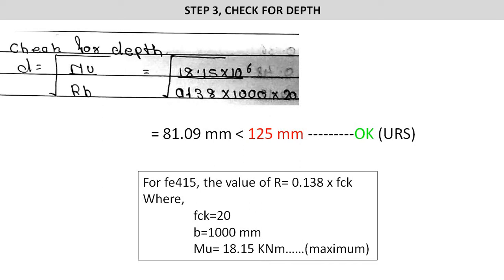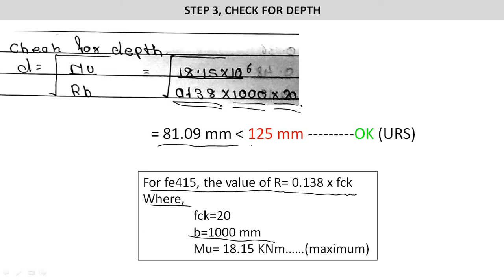So the value of R will be, as shown here, for Fe415 the value of R is equal to 0.138 into fck. So 0.138 into fck, which is 20, and b is 1000 mm, so we have to multiply with 1000 mm. So we'll have the depth as 81.09 mm, which is less than the depth which we calculated in step number 1, which is 125 mm, which means it is okay. So there is no requirement to change the depth, and it is an under-reinforced section.